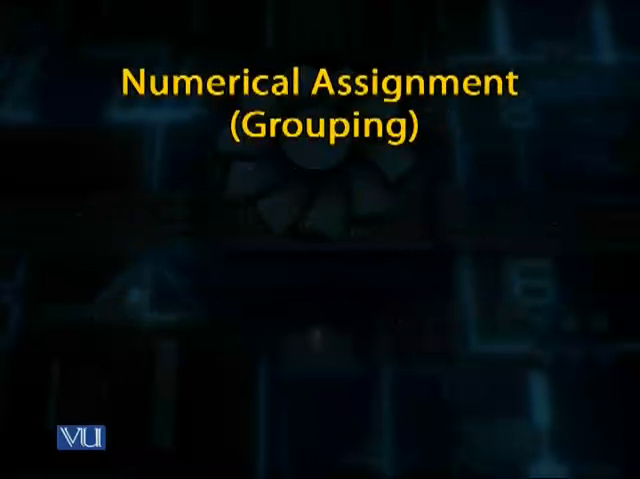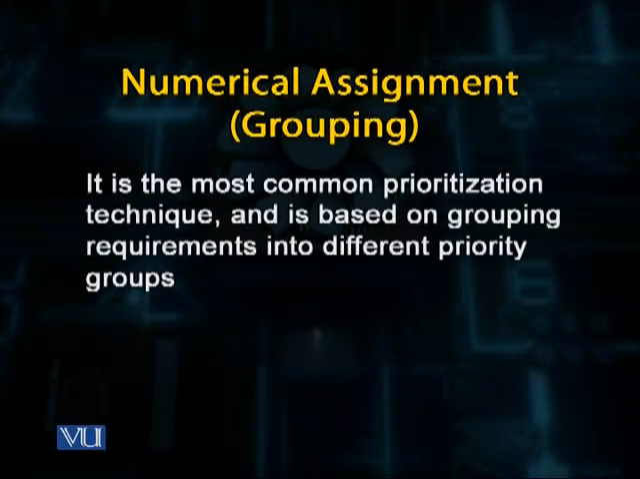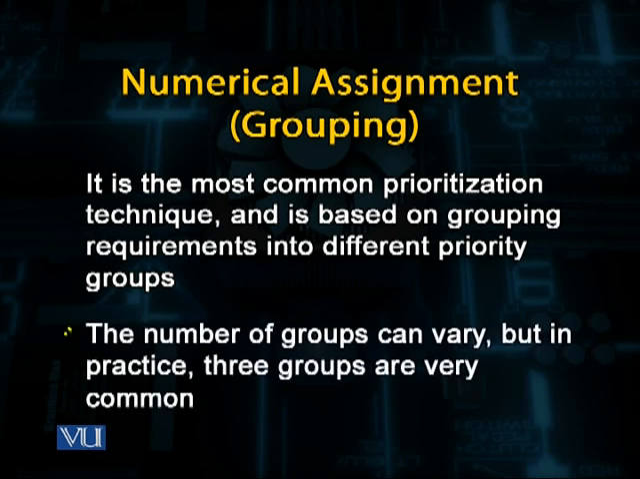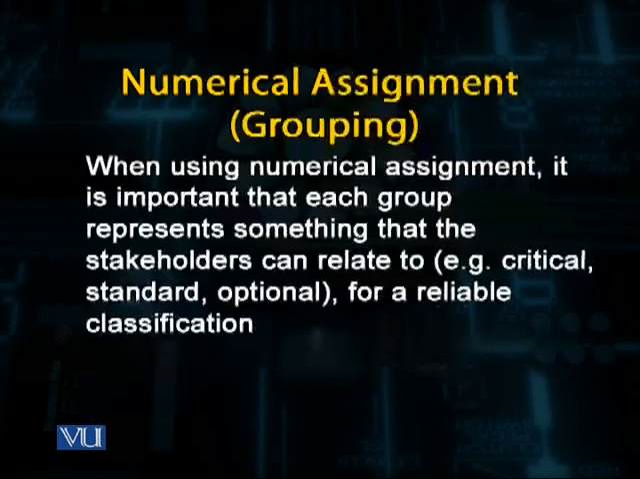اسی طرح ایک اور ٹیکنیک ہے اس کو نیومیریکل اسائنمنٹ گروپنگ کا نام دیا گیا ہے۔ It is the most common prioritization technique and is based on grouping requirements into different priority groups. The number of groups can vary, but in practice 3 groups are very common. Those 3 groups can be, for example, critical, standard, optional. When using numerical assignments, it is important that each group represents something that the stakeholders can relate to.